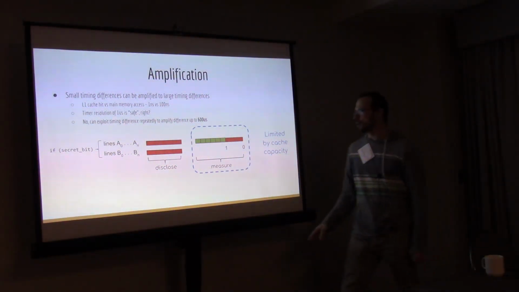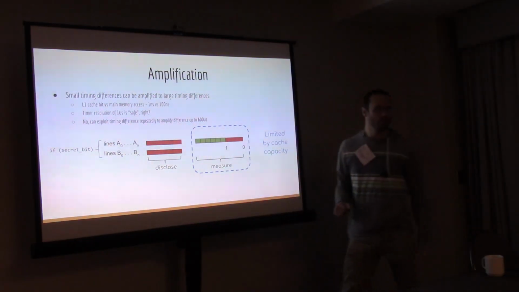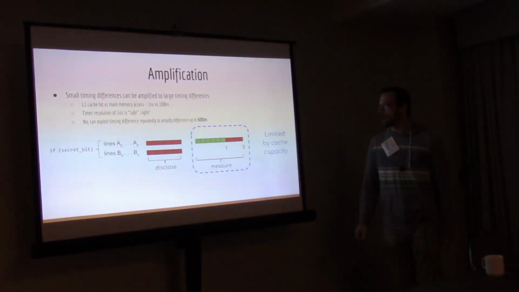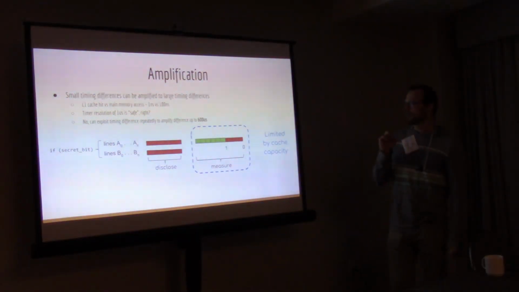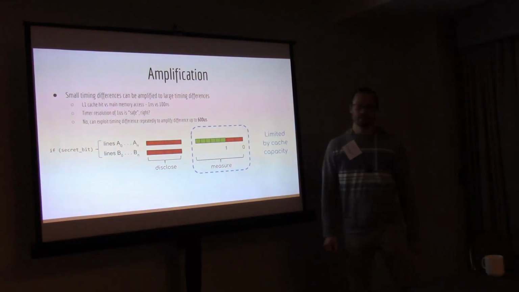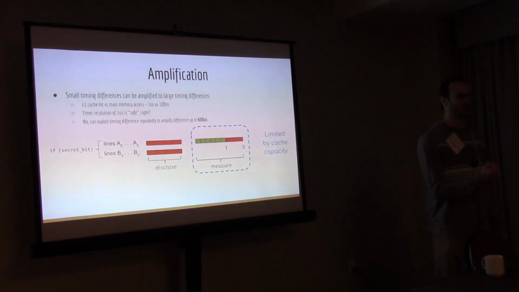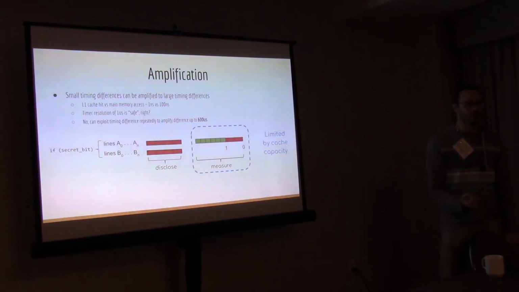You can only fill up the cache with so many lines before you run out of lines that could be in the cache. But even so, we were able to get this up to 600 microseconds. So this is like a fundamental irony of caches, right? The bigger it is, the more information you can store in them. And the bigger you can make the timing difference because of that information.